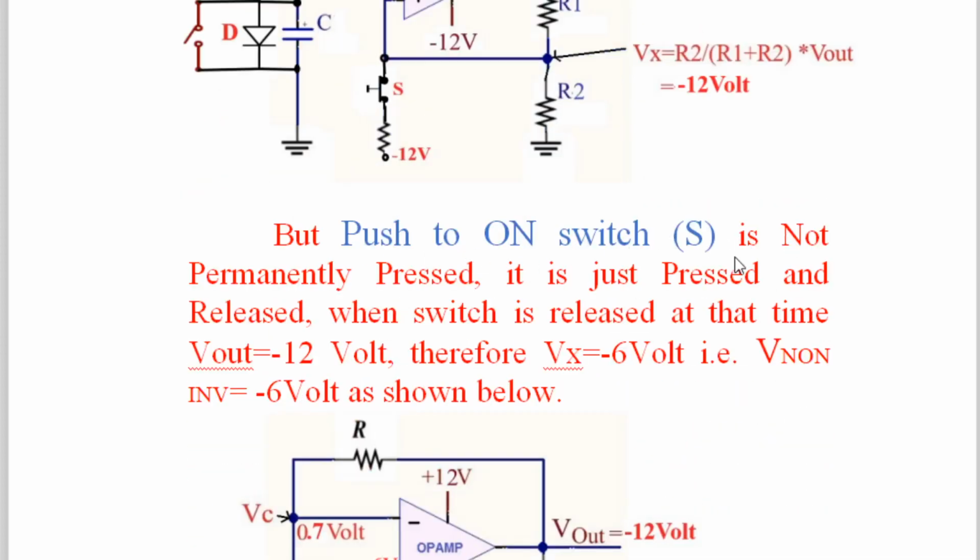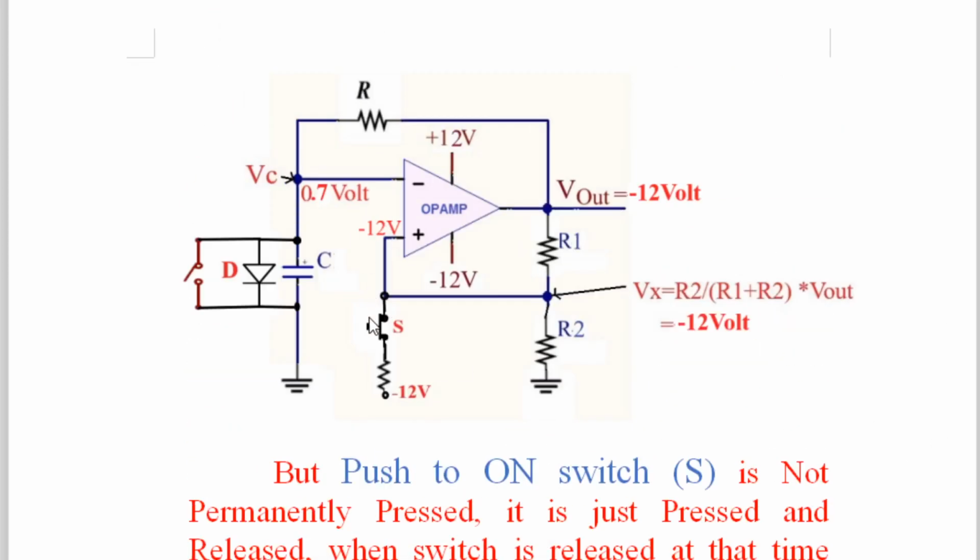But the push to on switch is not permanently pressed. It is just pressed and released. So when the switch is released after just pressing, suppose you press it. So you know now what is happening by pressing. This is becoming minus 12. When this becomes minus 12, the op-amp compares these two inputs and the output will be thrown to minus 12. Therefore, when you just press and release, the op-amp's output will go to minus 12, that you confirm. When you just press this switch and release, the op-amp's output will go to minus 12.